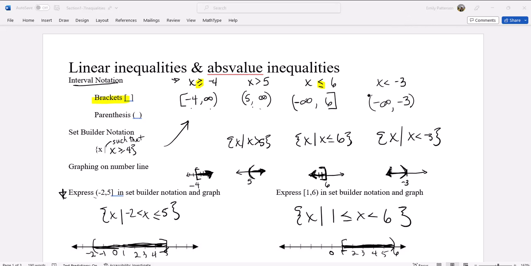Hopefully this was the set builder notation that you got, because again, the bracket indicates that it's going to be less than or equal to. The rounded brackets, or the parentheses, indicate that it's simply going to be less than without the equal to.